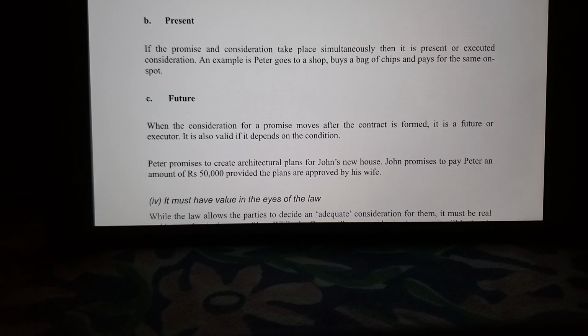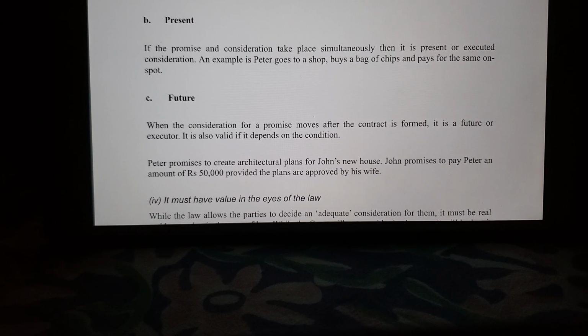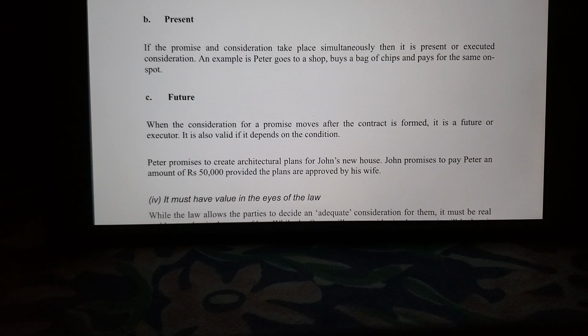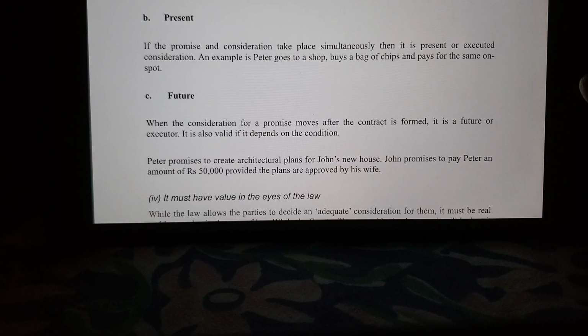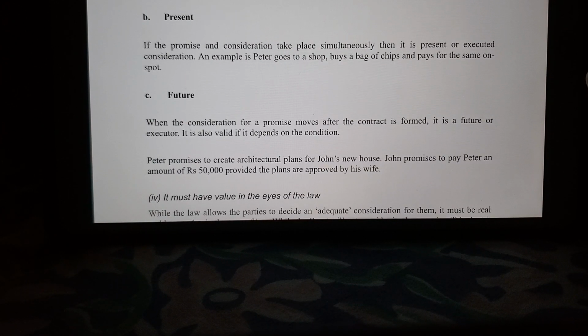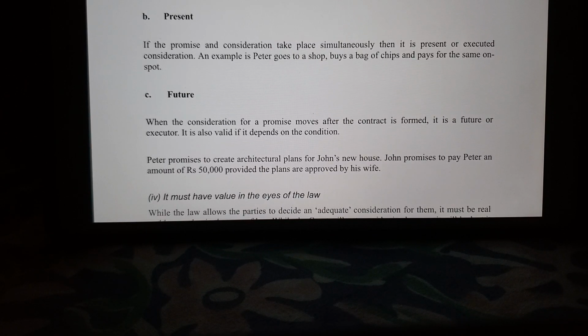Future. When the consideration for a promise moves after the contract is formed, it is a future or executory consideration. It is also valid if it depends on a condition. Peter promises to create architectural plans for John's new house. John promises to pay Peter an amount of rupees 50,000 provided the plans are approved by his wife.